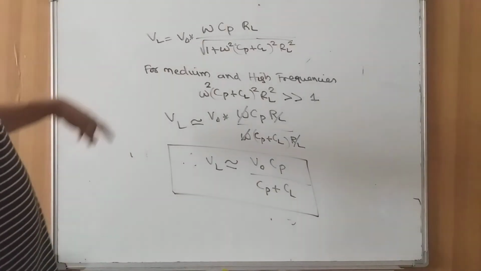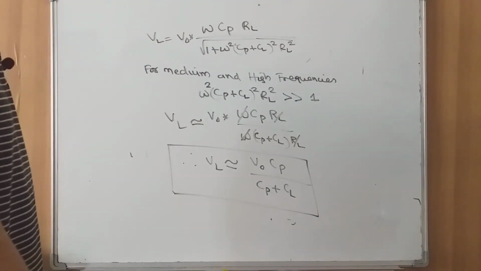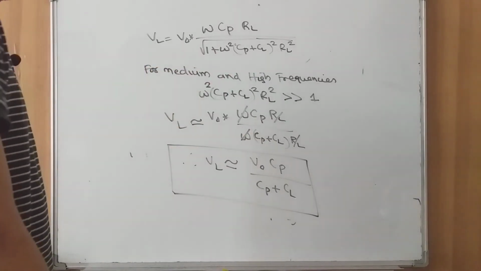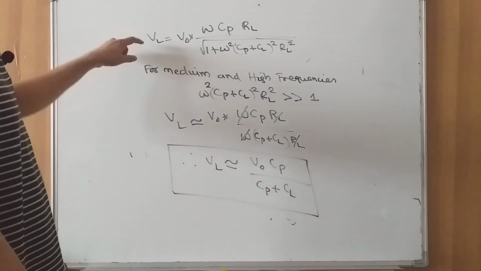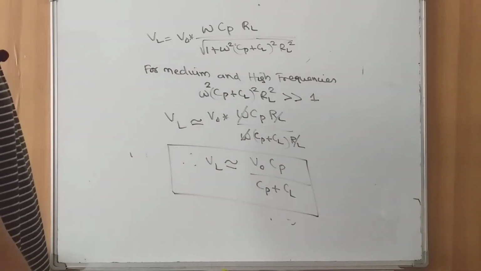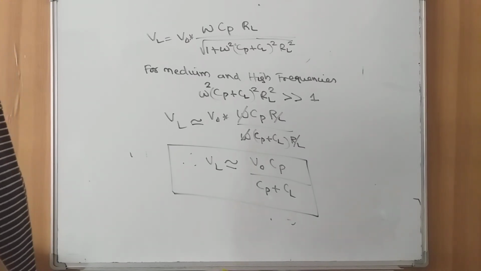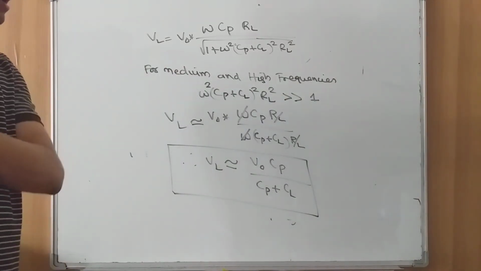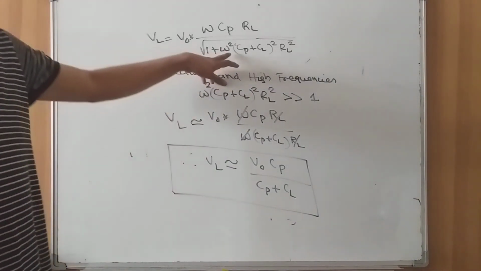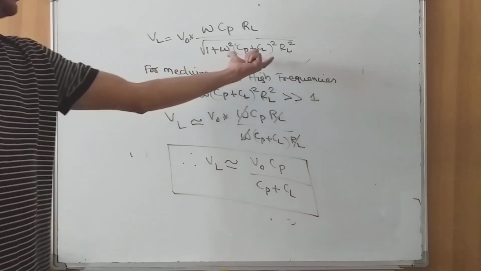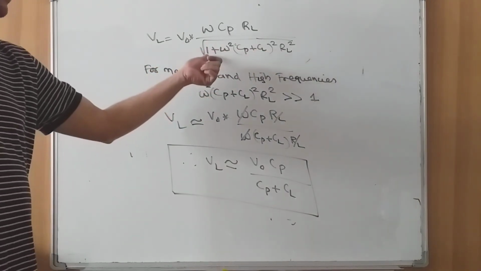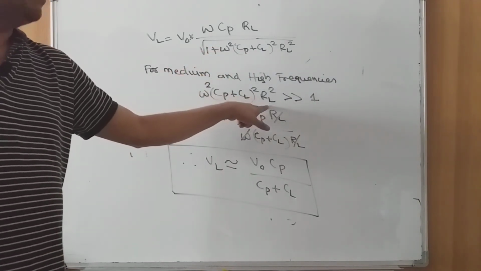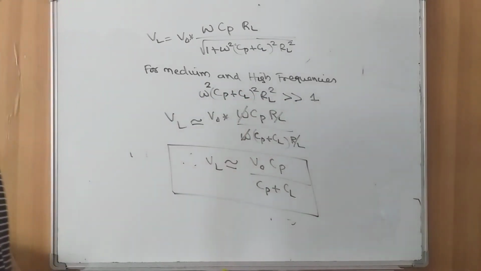So we had already found an equation VL is equal to V0 into omega Cp RL divided by the square root of 1 plus omega square (Cp plus Cl) whole square into RL square. This is what we found for VL, the total value. Then let us consider some practical constraints. For example, for medium and high frequencies, definitely the value of omega is higher. As a result, this part becomes dominant over the 1, or you can say that omega square (Cp plus Cl) whole square into RL square becomes much greater than 1.